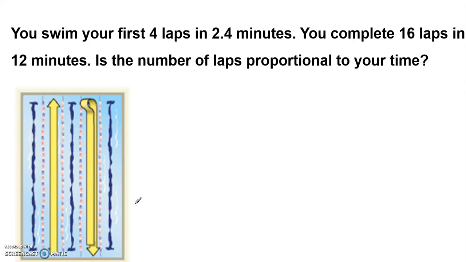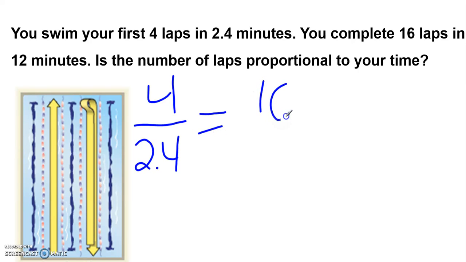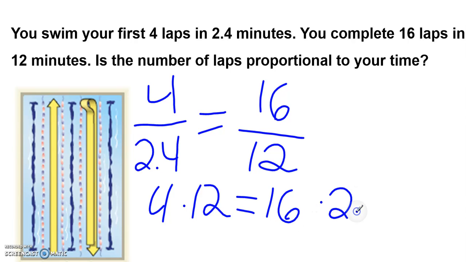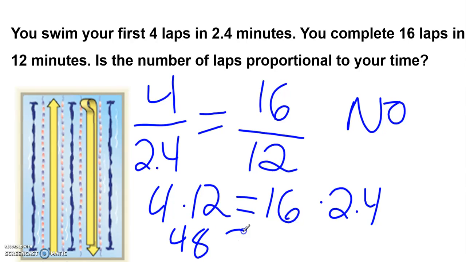You swim your first 4 laps in 2.4 minutes, and that equals your 16. Is that proportional to that? So 4 times 12, is that equal to 16 times 2.4? And that's no, because this is going to be 48 equals 38.4. Those aren't proportional.